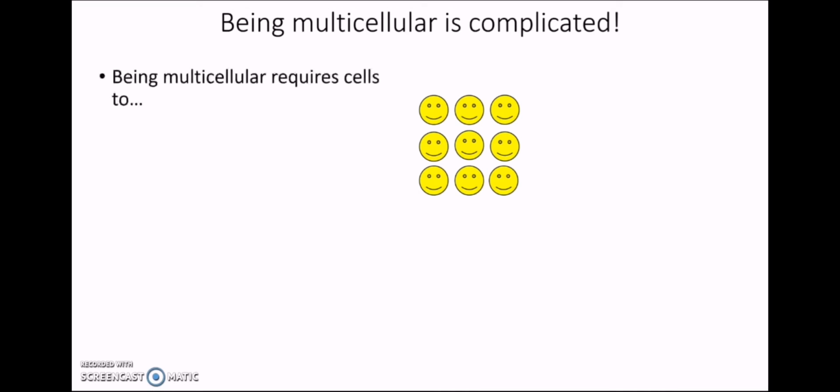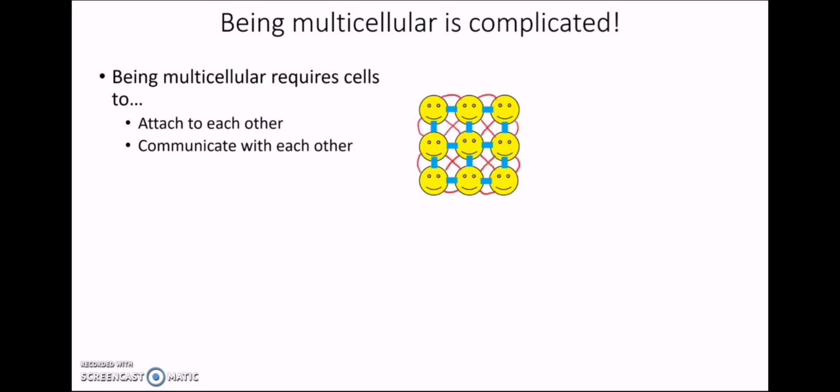But if you then think about multicellular organisms such as yourself, things get a little more complicated. If we have many cells all living together that are working for the greater good of the collective, then they're going to need some additional things. They're going to need some way to attach to each other to make sure the organism stays in one piece. And they're also going to need some way to communicate with each other to make sure that each cell is doing its proper job. So this starts very early on in the existence of a multicellular organism.